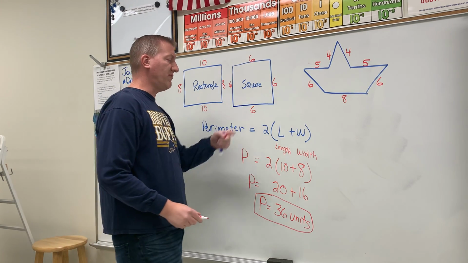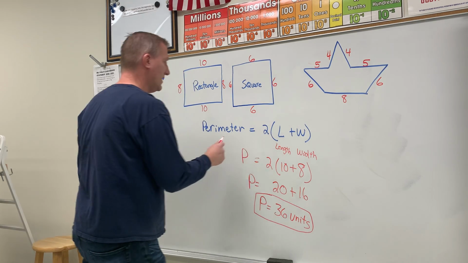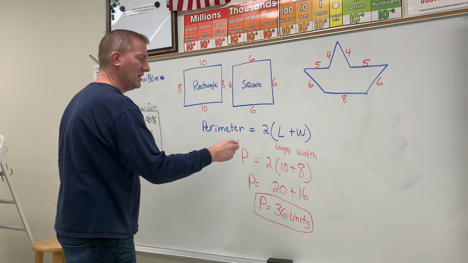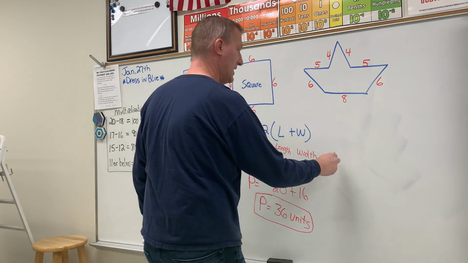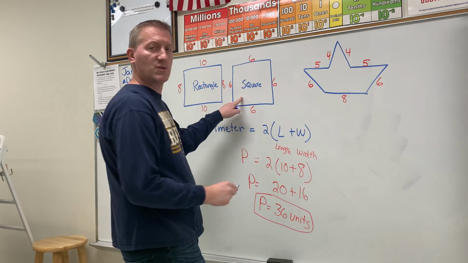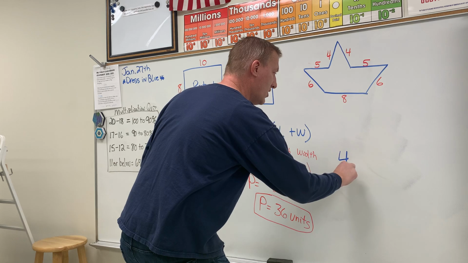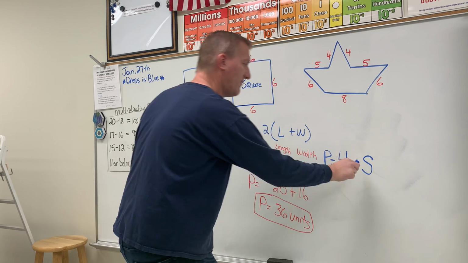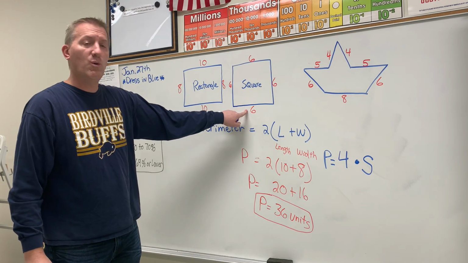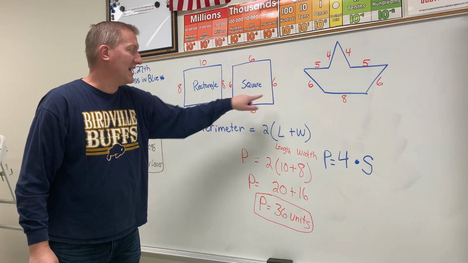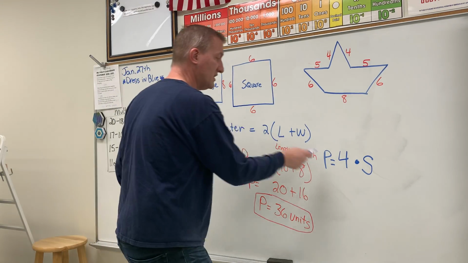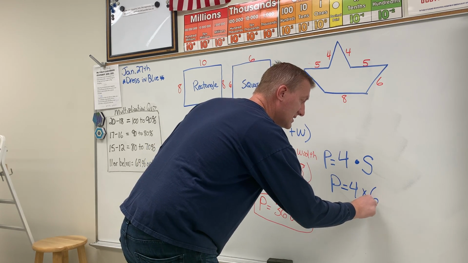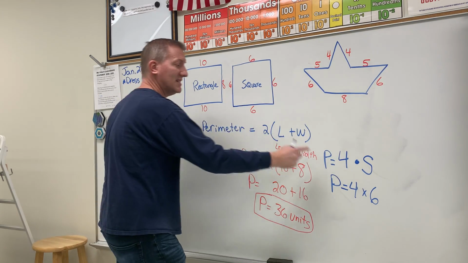Now the square you can figure out pretty easily. There's a different formula for a square. I can put it right here, I guess. For the square, the formula is 4 times a side. So perimeter equals 4 times a side. If you know one side, all the sides of the square are the same, so it's just 4 times that. So the side is 6.